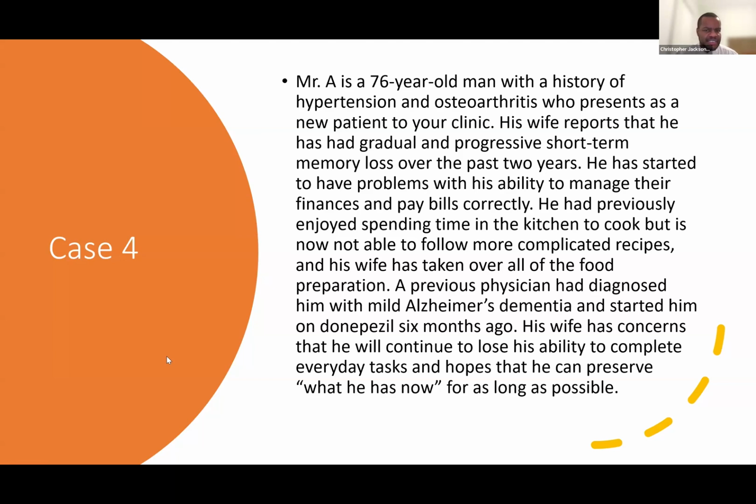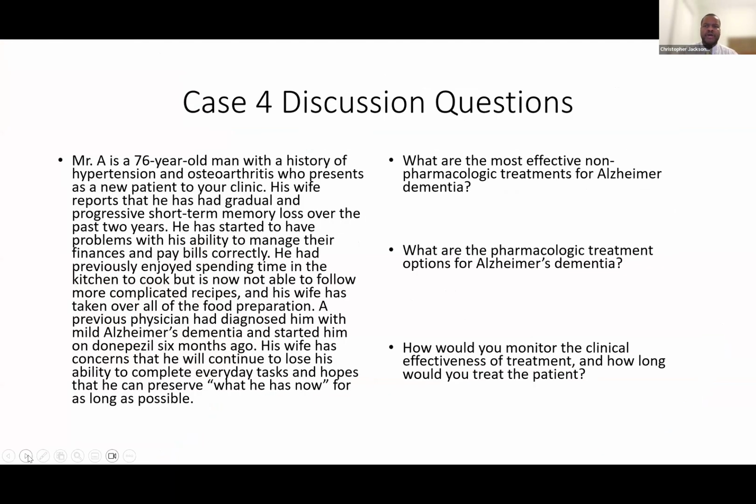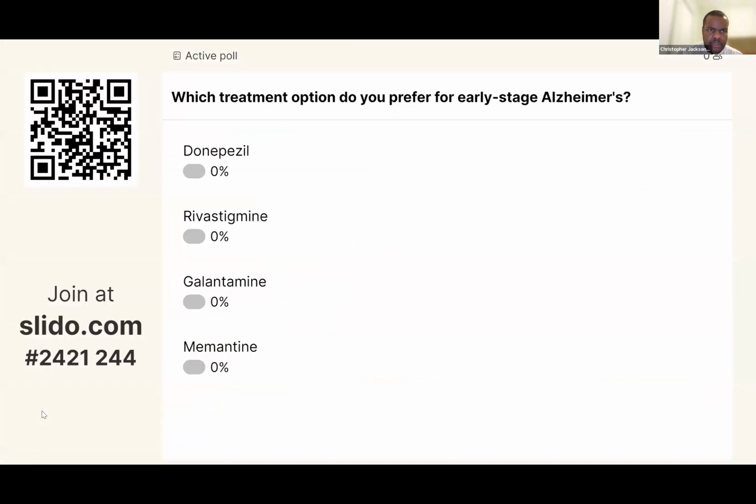And a previous physician diagnosed him with mild Alzheimer's and started him on donepezil. Wife has concerns that he's going to continue to lose his ability to complete everyday tasks and hopes that we can preserve, quote, what he has now for as long as possible. So I wanted to think here for Alzheimer's, which is what this patient has, most effective non-pharmacologic treatments, pharmacologic treatments, and then how do you manage clinical effectiveness?